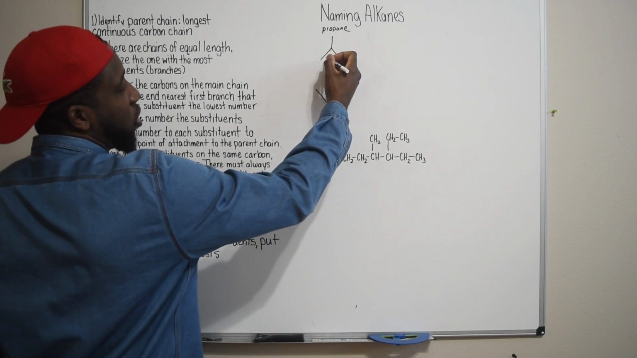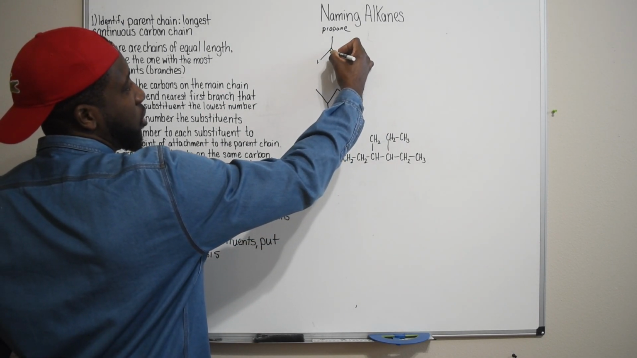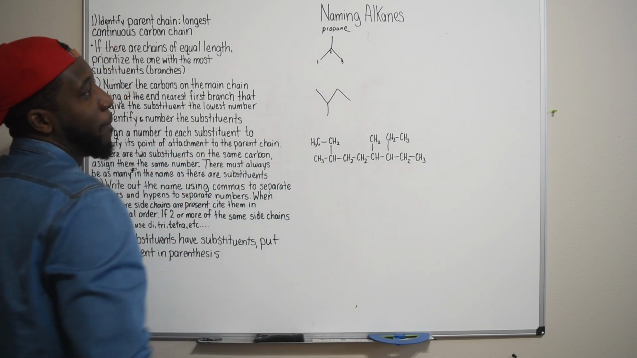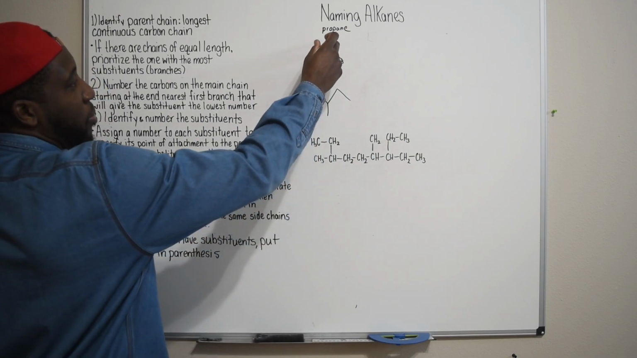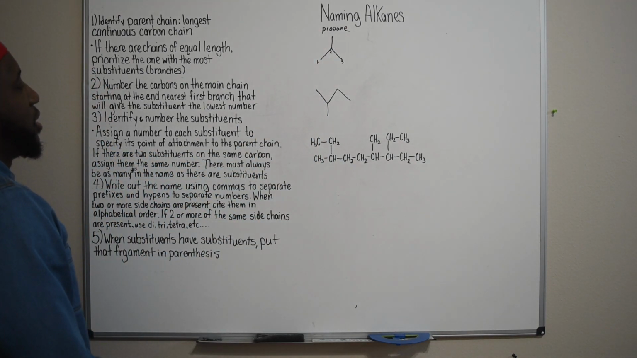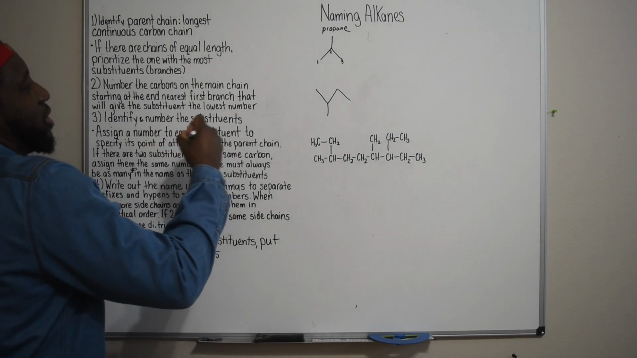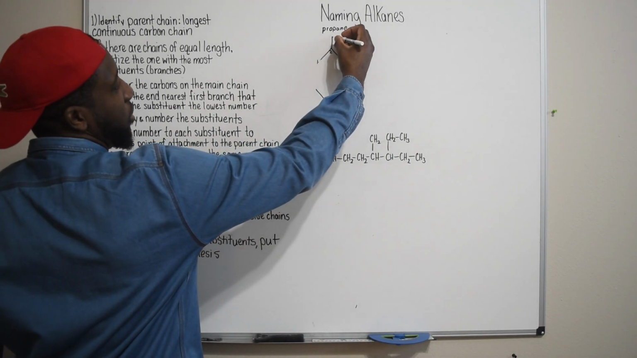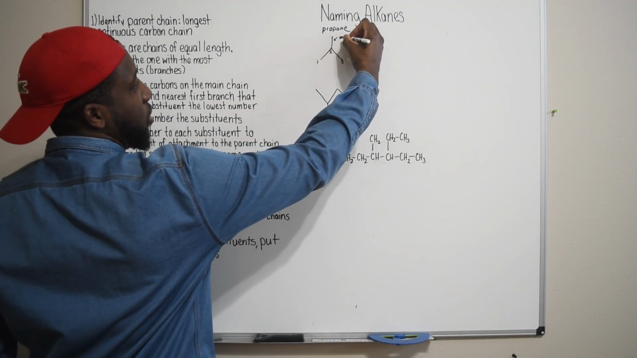So where are we going to start? We're going to start here and call this 1, 2, 3. So this is carbon 1, carbon 2, carbon 3. What is the branch? What is the substituent? The substituent is methyl. So this is a methyl group.